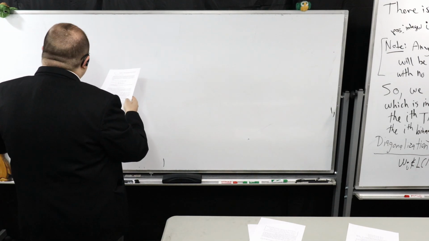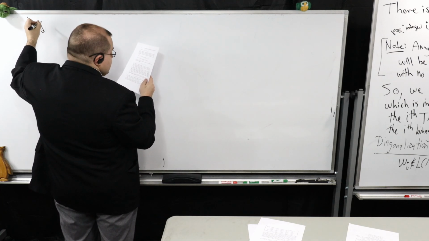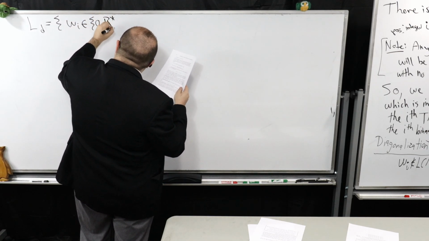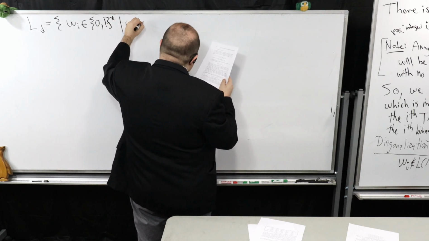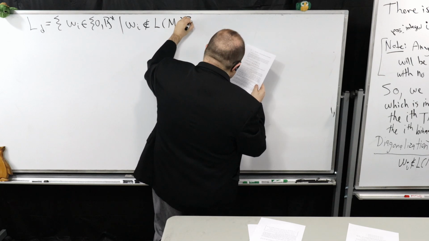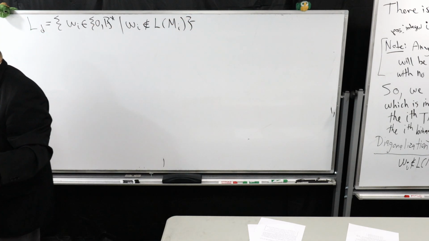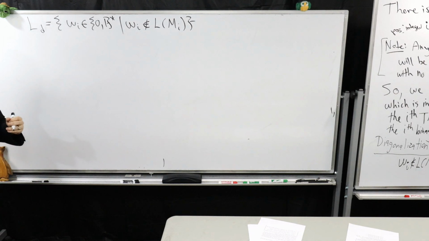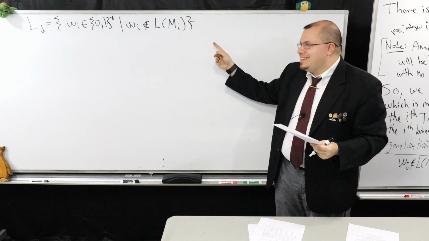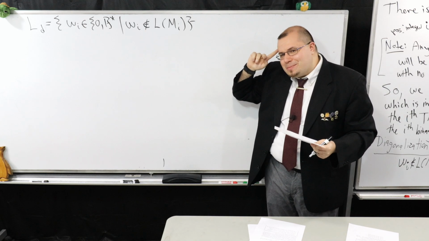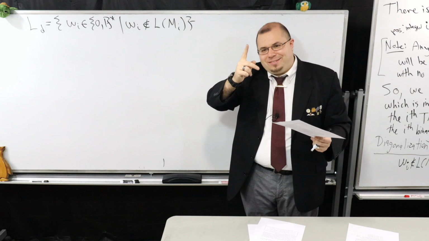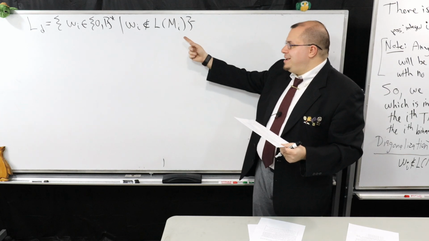Okay. So here's the language, the diagonalization language. LD is the set of all binary strings such that WI, remember this is the ith binary string, is not in the language of the ith Turing machine. Does anybody have any ideas what that means? It looks really strange. It's very self-referential if you think about it, because remember, the ith Turing machine has a description that we've encoded previously as WI. So what does this mean? Can somebody tell me?